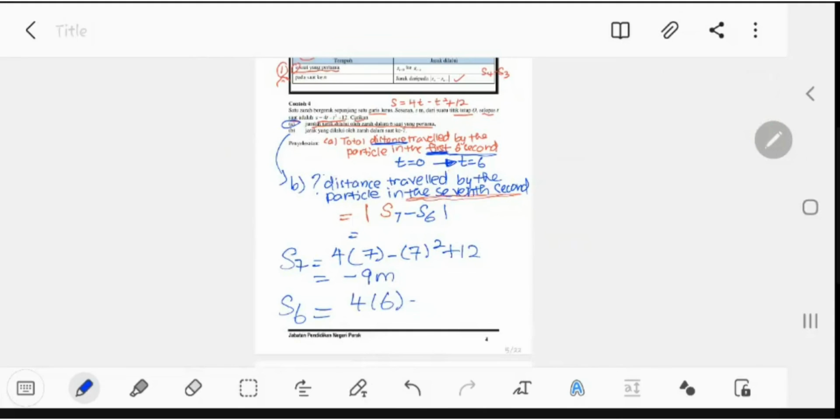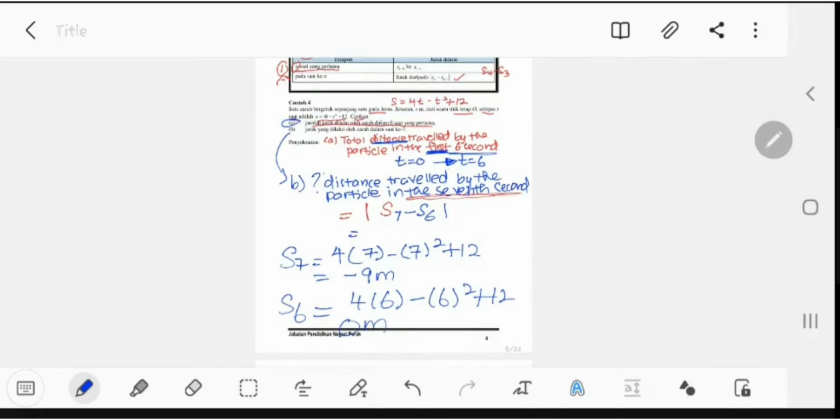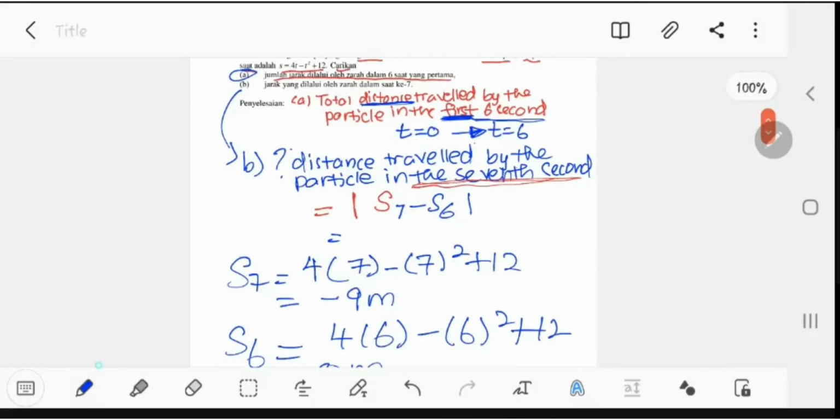Zero. Yes, teacher. Maksudnya ini dia jadi modulus pula, negative 9 minus 0. So dia jadi modulus negative 9, that is 9 meter jawapan dia. Betul? 9 meter? Yes, teacher. Jawapan 9 meter.